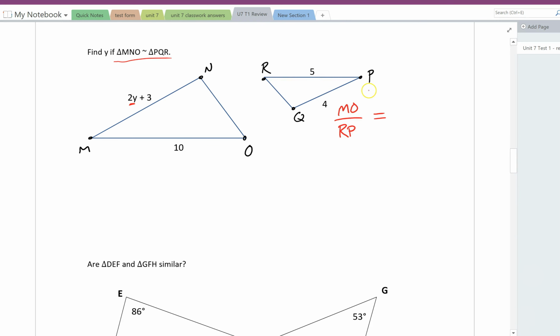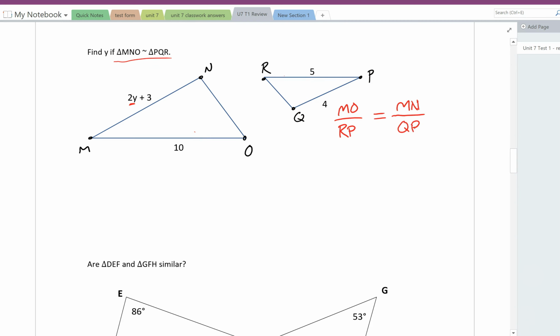Okay, so that ratio between the two longest sides of these triangles has to be the same as the ratio between any other pair of corresponding sides in these two triangles. So what are the other two sides that I have information about? Well, back over here, I have side MN, and it is like the second longest side in the big triangle. So I'm going to look for the second longest side over here, which is QP.